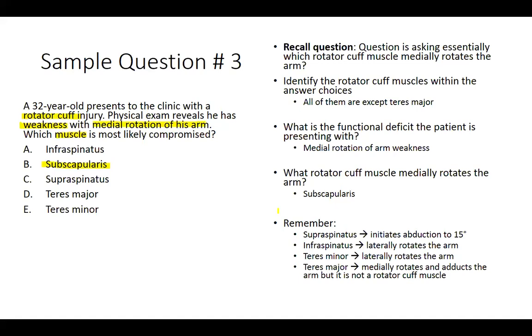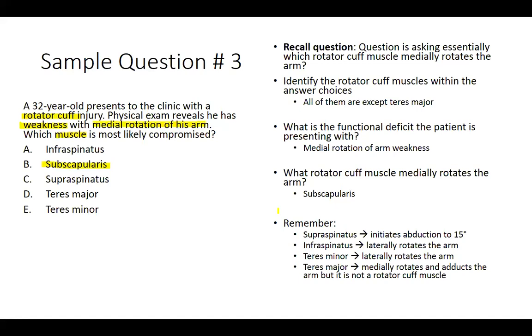and read it carefully. Because in this case, if you just saw functional deficit, medial rotation of his arm, and which muscle is most likely compromised, and you completely neglect the fact it's saying a rotator cuff injury, you could have just went for teres major, because it does adduct and medially rotate. And that could have been your first choice without looking at all the other answer choices. So when you come into a rhythm and you're approaching something, keep that approach. So you're not missing things.